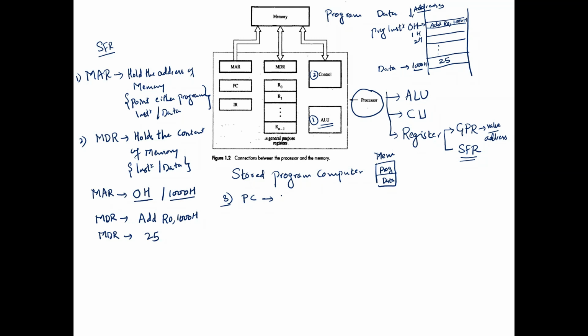And the third SFR register is the program counter register, which will point only to the program instruction. It is going to hold the address of the instruction. Remember, MAR also holds the address of either a program instruction or data, so it is pointing to the complete memory. But what about the PC? PC will hold the address of only instructions, not the data. So PC is going to point to 0H.